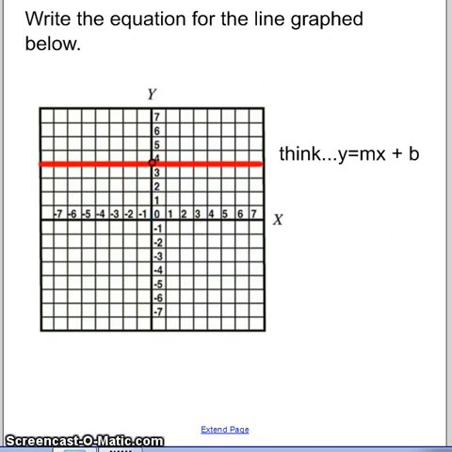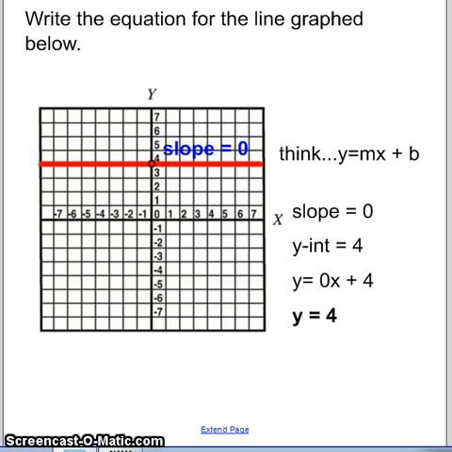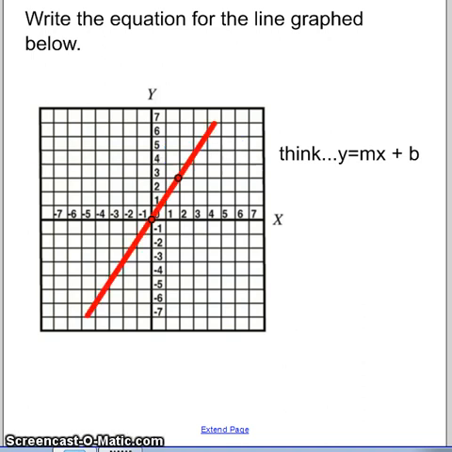Now this one is a tricky one. We have a horizontal line. If you remember back to the very beginning, we said a horizontal line always has a slope of 0. So the slope is equal to 0. The y-intercept is 4. So if you were going to write it out the long way, you'd say y is equal to 0x plus 4. But 0x just kind of disappears. 0 times anything is nothing. So your final answer is y equals 4.